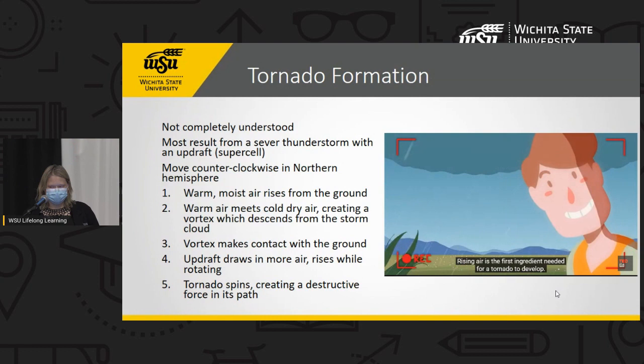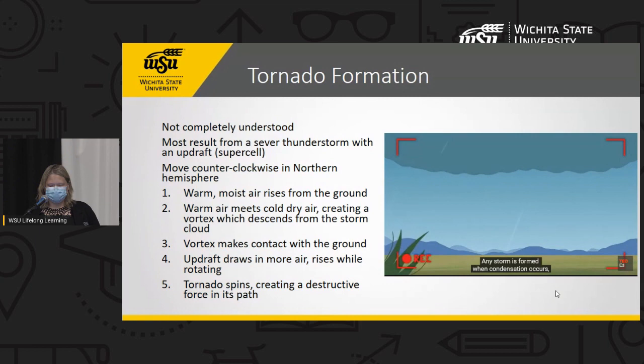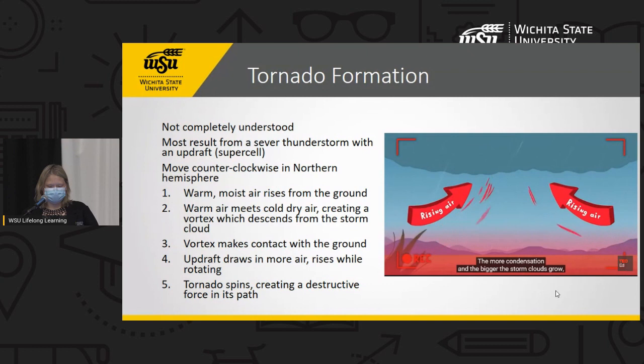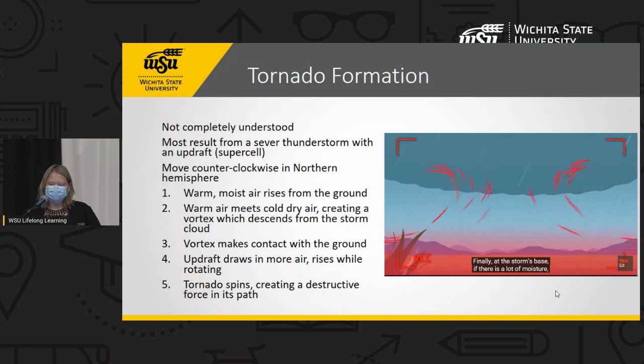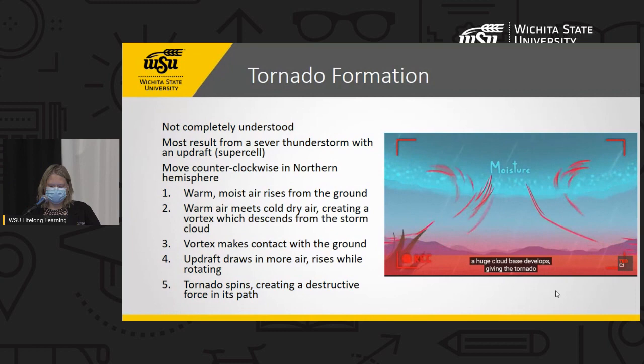Rising air is the first ingredient needed for a tornado to develop. Any storm is formed when condensation occurs. The byproducts are the clouds. Condensation releases heat, and heat becomes the energy that drives huge upward drafts of air. The more condensation and the bigger the storm clouds grow, the more powerful those updrafts become. In supercells, this rising air mass is particularly strong. As the air climbs, it can change direction and start to move more quickly. Finally, at the storm's base, if there is a lot of moisture, a huge cloud base develops, giving the tornado something to feed off later, if it gets that far.